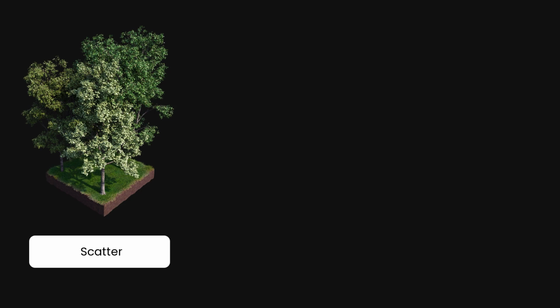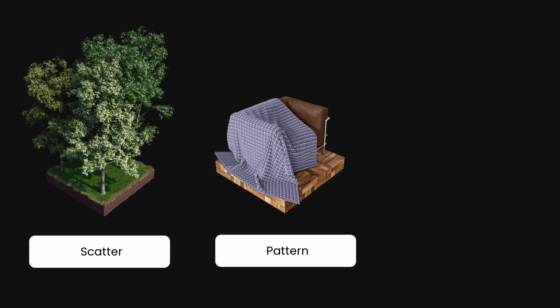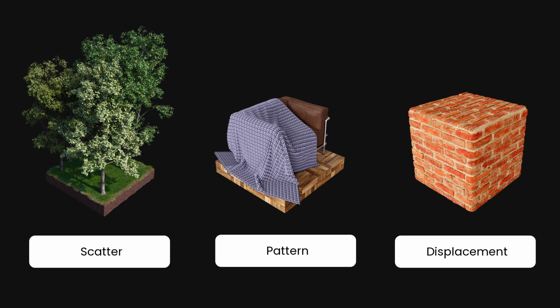So scatter is best suited to scattering things such as rocks, trees and vegetation. Pattern is great for covering or replacing a surface with repeated 3D geometry, and displacement creates geometry that deforms the surface using a texture visible at render time.